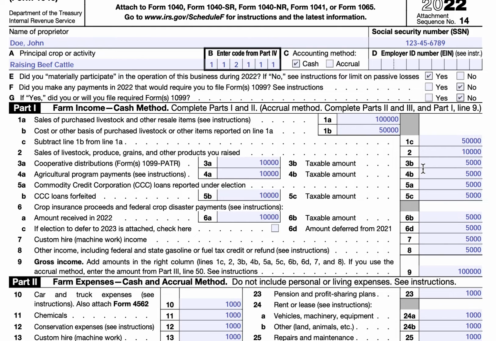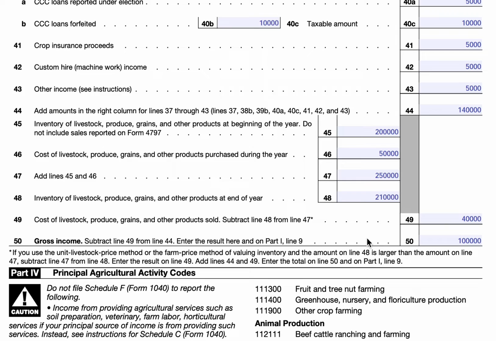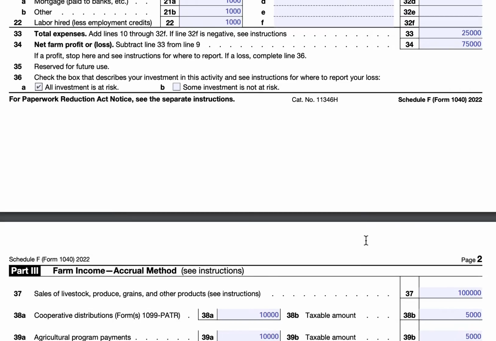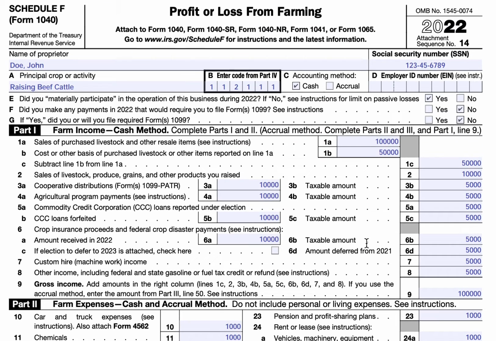So we're going to go through Part 1, and then we'll circle back to Part 3 and walk through some of the similarities and differences, and then we'll circle back and go through Part 2, which helps us report our net profit or loss from farming. So in Part 1, in lines 1A through C, we're going to report the sale of purchased livestock and other resale items in line 1A. And we're going to back out the cost of those items in line 1B, and then subtract the difference. That's basically the profit we received from those items, from that livestock or other resale items.